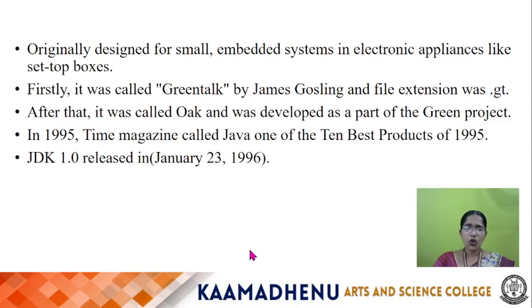Java was originally developed by James Gosling at Sun Microsystems, which is a subsidiary of Oracle Corporation, and released in 1995. In 1995, Time magazine called Java one of the 10 best products of 1995. In that, the first version, JDK 1.0, was released on January 23, 1996.